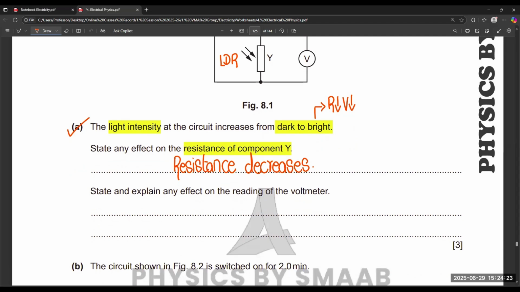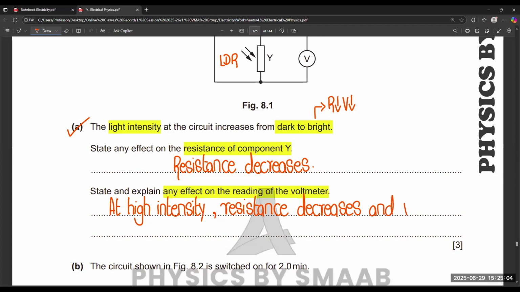And in the second part, any effect on the reading of the voltmeter. As we discussed, when resistance decreases, voltage also decreases. So at high intensity of light, the resistance decreases and voltage also decreases. Or you can write that the reading on the voltmeter also decreases.